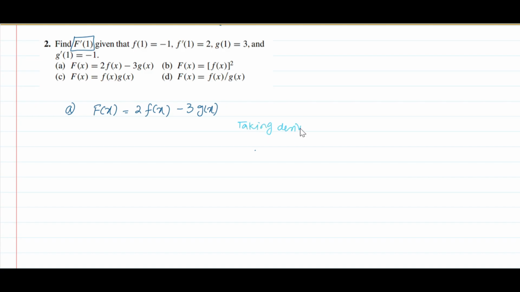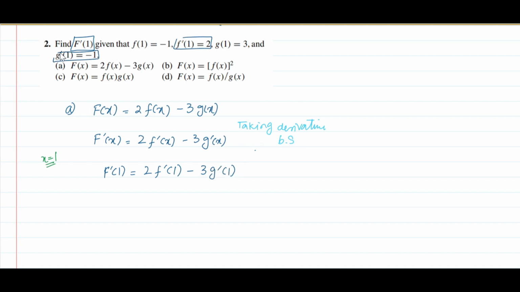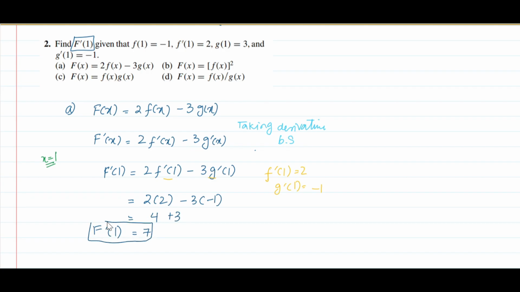When we apply the derivative on both sides, f dash of x will be, the constant will be as it is, and the derivative of the functions. And now it's time to find f dash of 1. So plug x is equal to 1 in each value. You have this function. According to the given condition, f dash of 1 and g dash of 1 are given, which are 2 and negative 1. So plug it here and you will have 4 plus 3, which is 7. That is your answer.